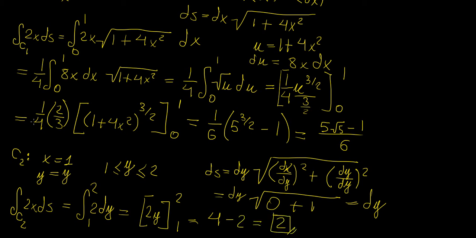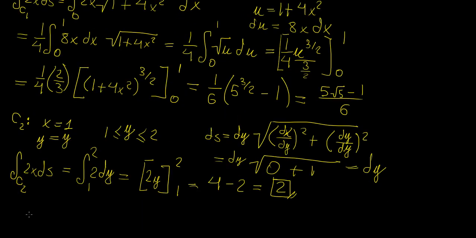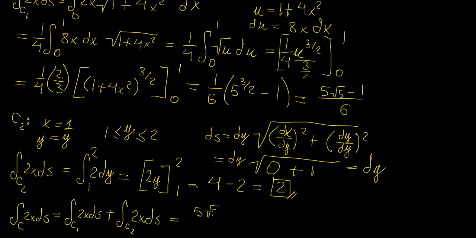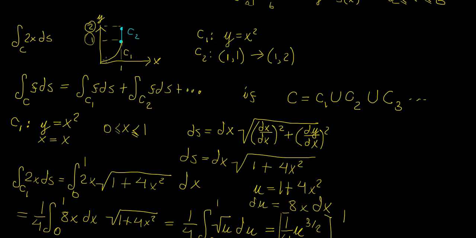And now that we have the two curves together, we can say that the line integral for the whole thing is going to be the integral over C1 plus the integral over C2, and the first one we found was 5 square root of 5 minus 1 over 6, plus 2. So this is our final answer. This is going to be the line integral for the whole curve involving C1 and C2.